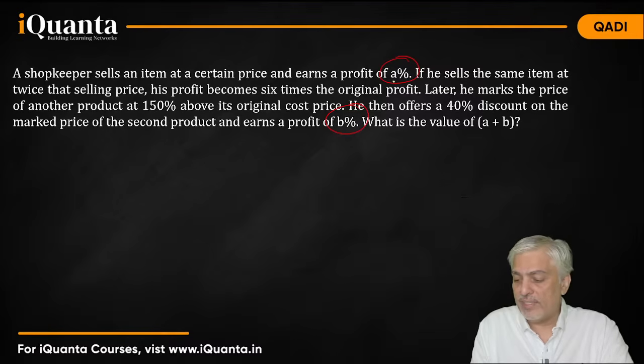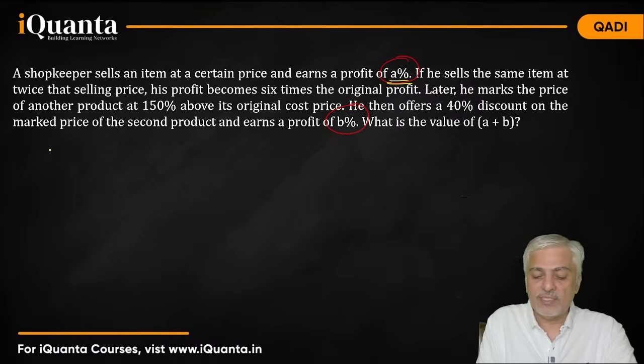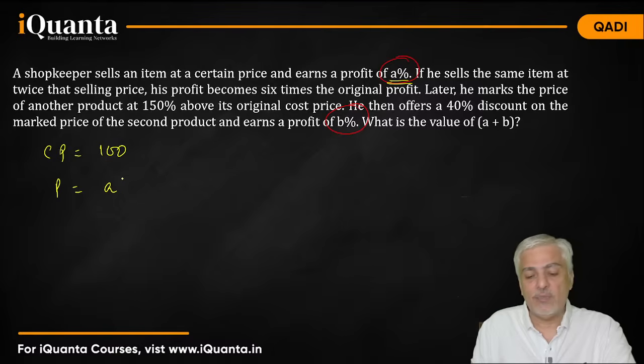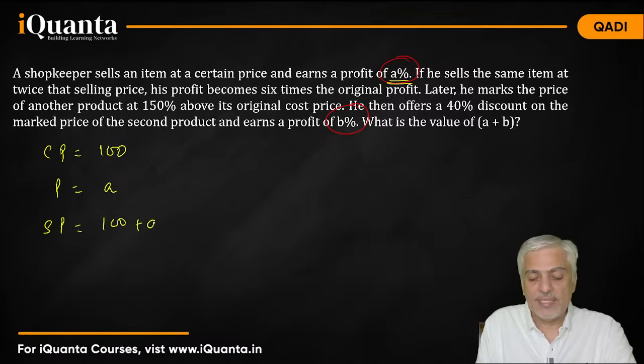Initial profit is A%. Very good, Aryan. Aryan has got the answers, I think. Initial profit is A%. So if I start with my cost price as 100, my profit will be A only, because A% of 100 will be A. Therefore, my selling price will be 100 plus A. Right? That's the first part.